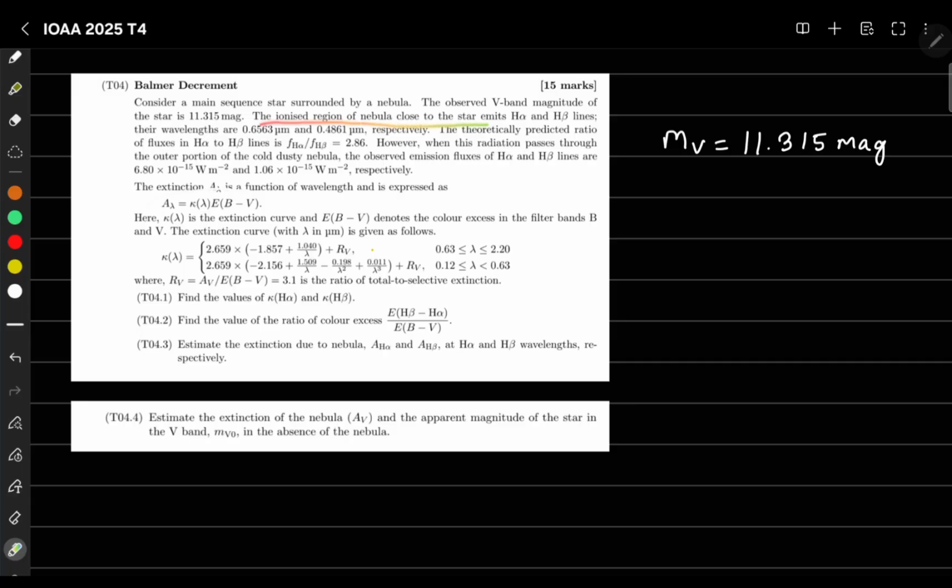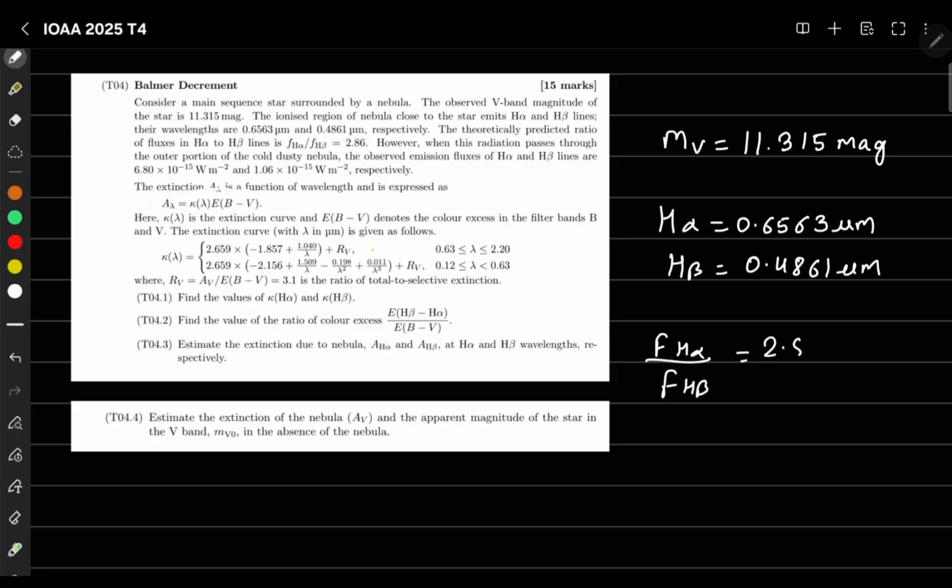The ionized region of a nebula close to the star emits H alpha and H beta lines, whose wavelengths have been provided. H alpha is 0.6563 micrometer, as well as H beta, which is 0.4861. We also have been provided the theoretically predicted flux ratio of H alpha to H beta, which is 2.86.